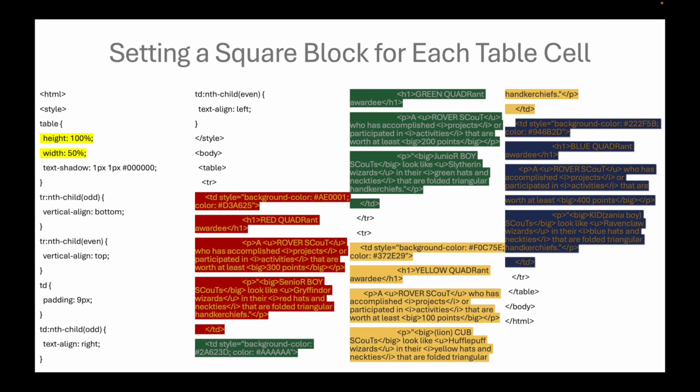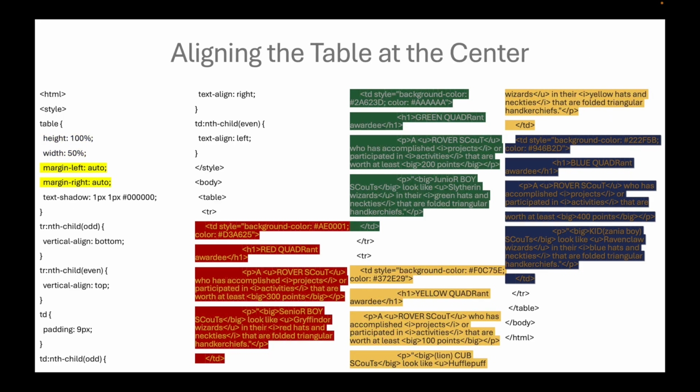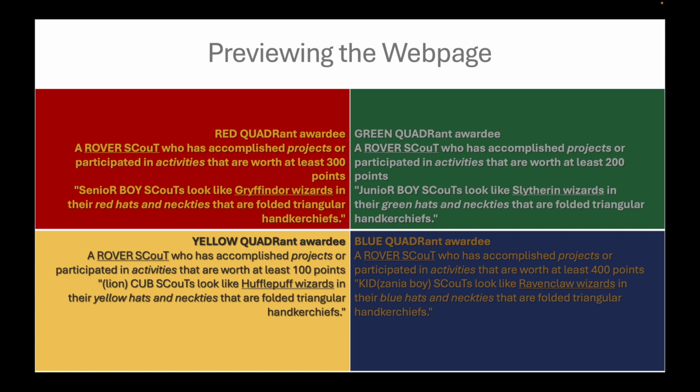We will set a square block for each table cell so that the 4 quadrants will look like a Microsoft window. Height and width should be set to 100 and 50% respectively. We will align the table at the center by assigning the left and right margins to automatic. We will now preview the web page.